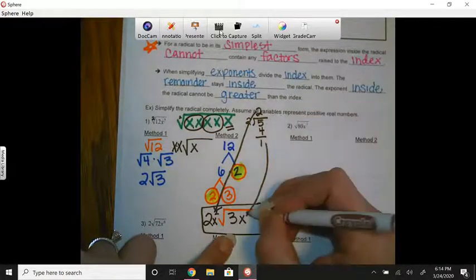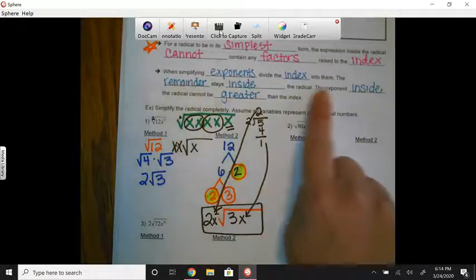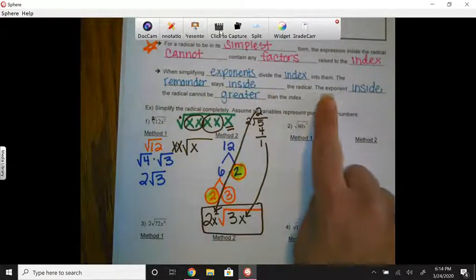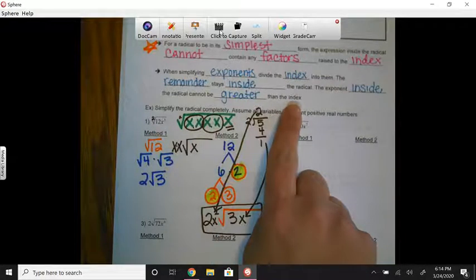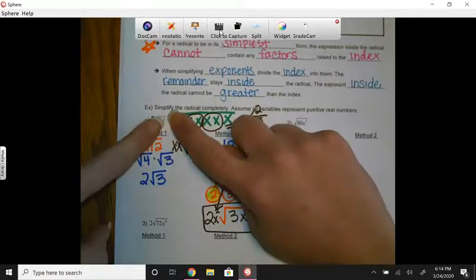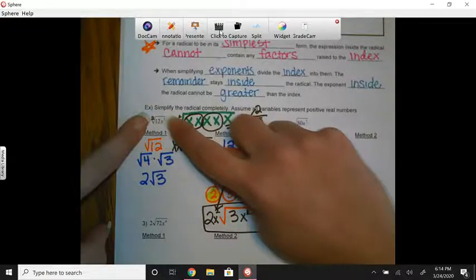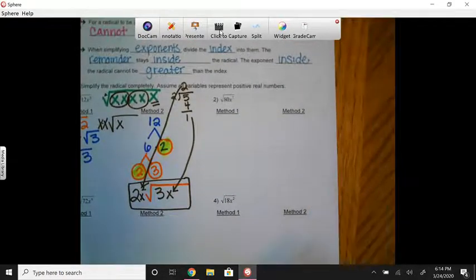So that would be the fast way to do it. So that's exactly what I wrote up here, that the remainder stays inside. And you never want the exponent inside to be greater than the index. So since this 5 here is greater than the index, that's how you know just by looking at it that it could have been simplified. All right, let's go ahead and try another example here.